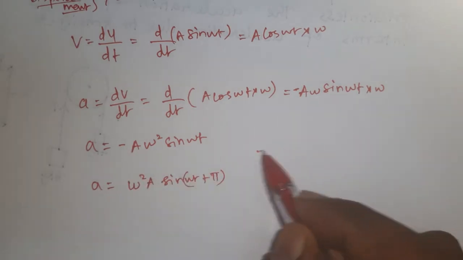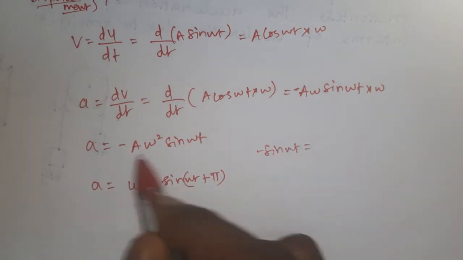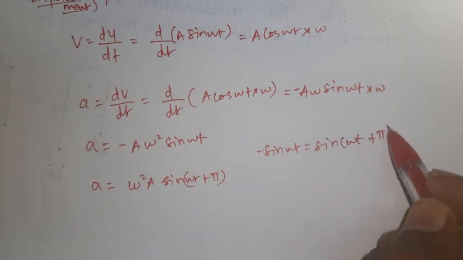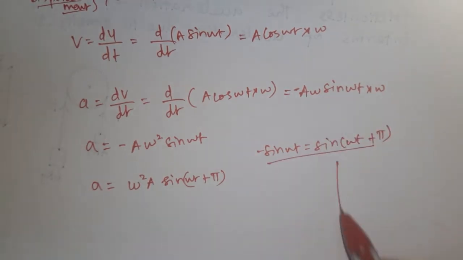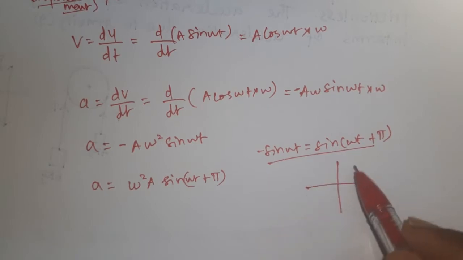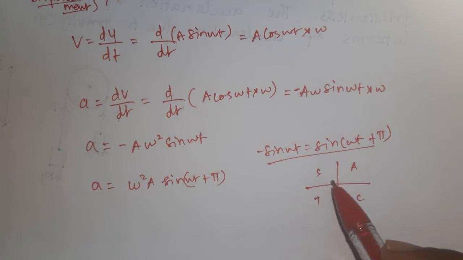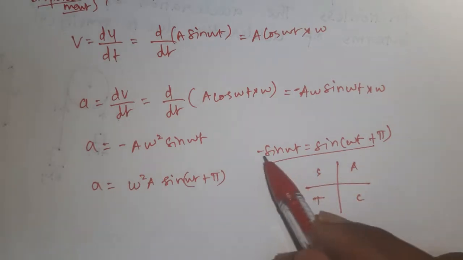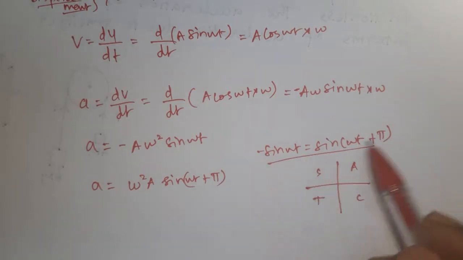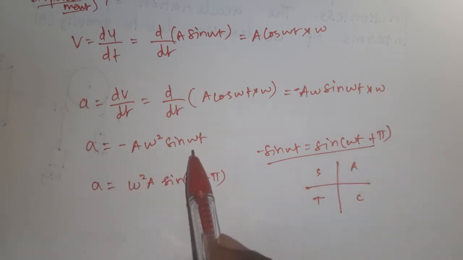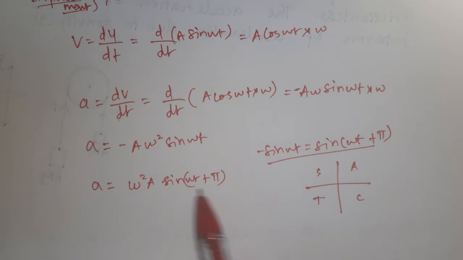So this minus sin omega t we write as sin (omega t plus pi). This comes from the trigonometry concept, all silver tea cups: all are positive, sine and cosine positive, tan and cot positive, cos and sine positive. So from this concept we can use the trigonometric identity, minus sin omega t is equal to sin (omega t plus pi). So for minus sin omega t we wrote sin (omega t plus pi).